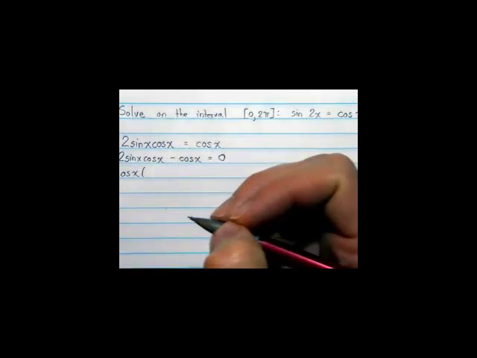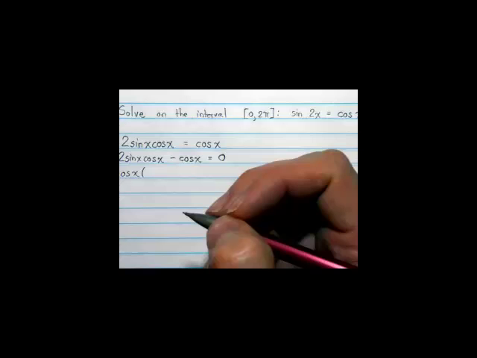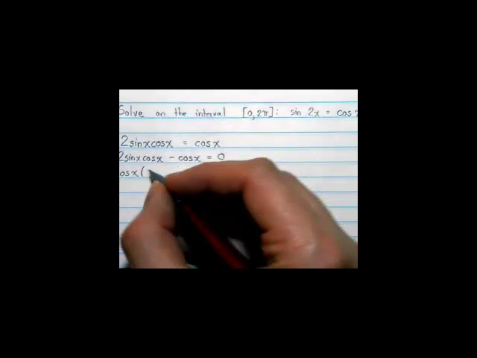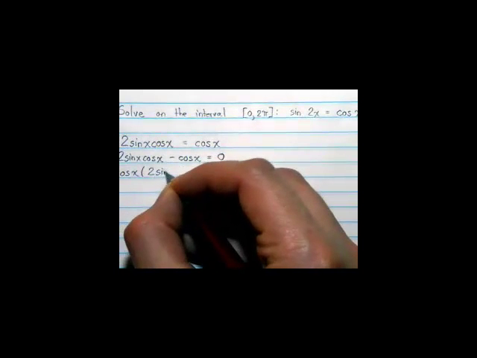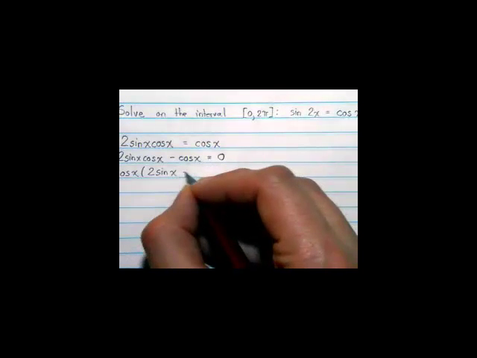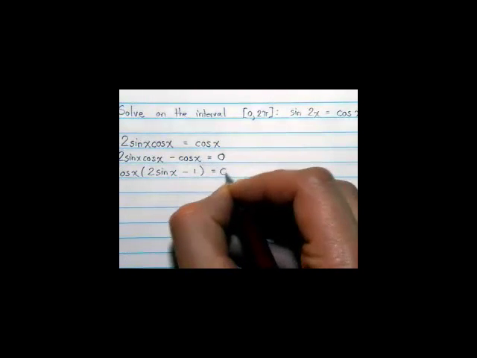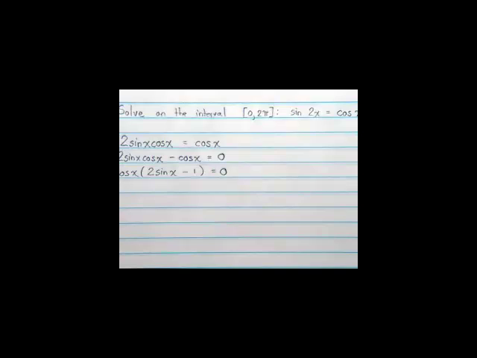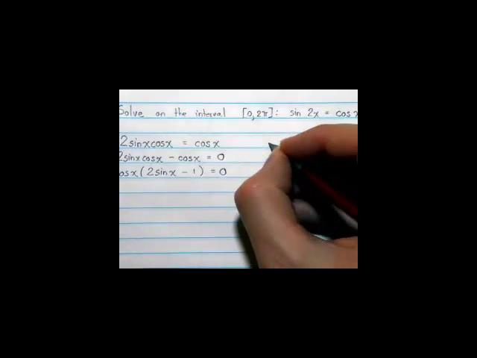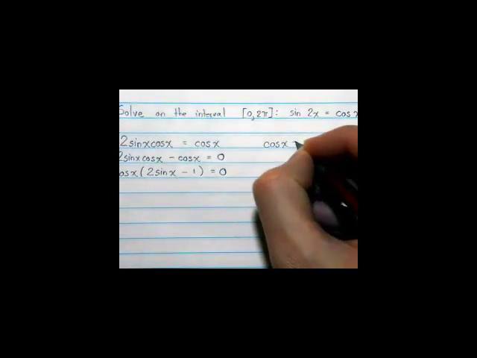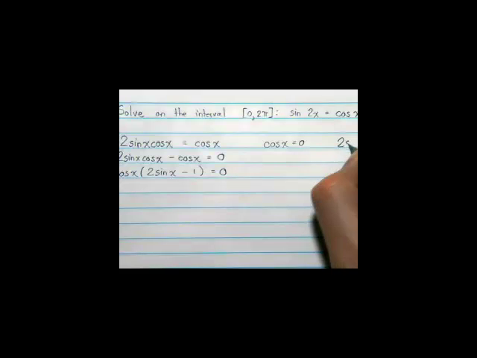We didn't just divide by cosine to begin with, because if we did that, we would have lost solutions. So we've got cosine x times 2 sine x minus 1 equals 0. So each factor, cosine x and 2 sine x minus 1, could be equal to 0.